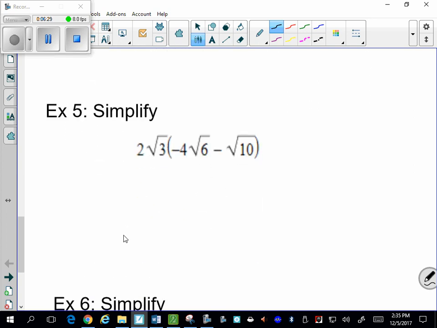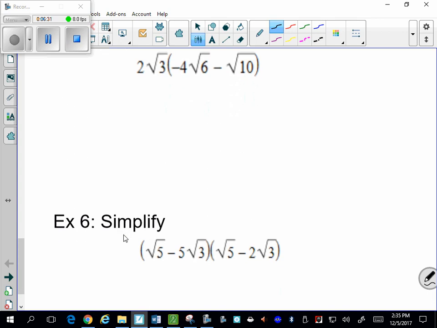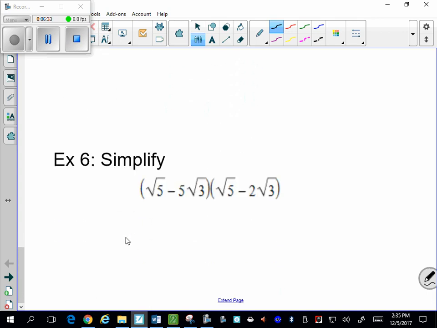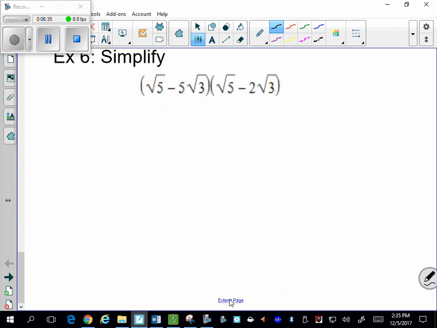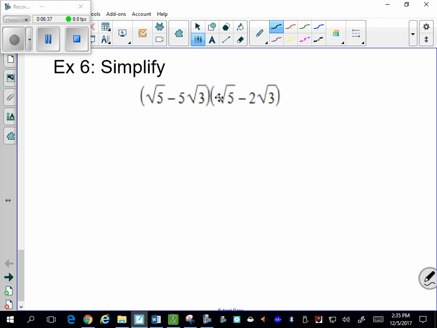Let's skip 5 and go to 6. Example 6, we have a binomial times a binomial. So sometimes it's easier if you were to color code it. So your first term is the square root of 5. First term over here is the square root of 5. So when we do square root of 5 times the square root of 5, that's the square root of 25. So you just multiply underneath the radical.